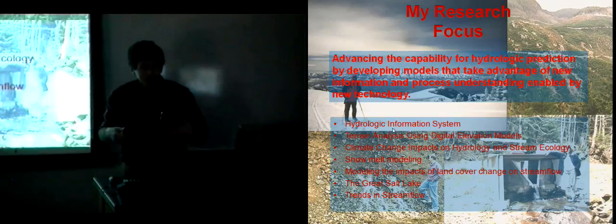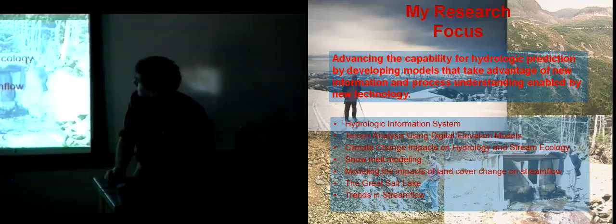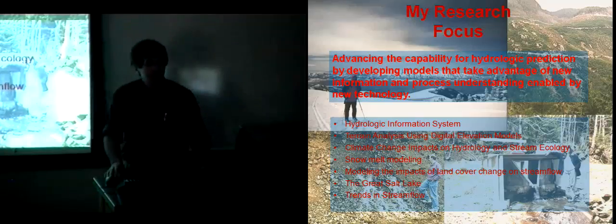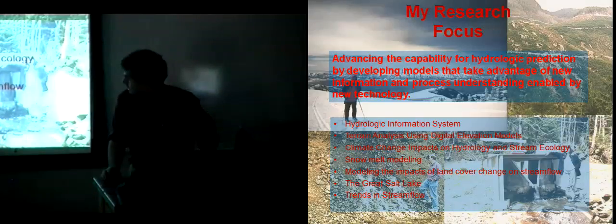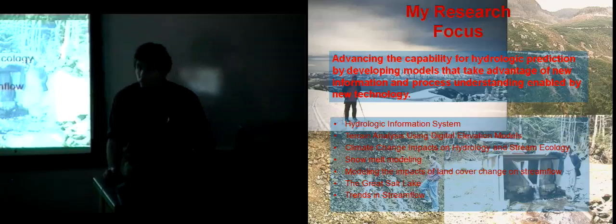So some of the areas I've worked on that fit into this are hydrologic information systems, which is more about information science than hydrologic science, but involves taking advantage of new information; terrain analysis using digital elevation models to delineate watersheds from DEMs; looking at climate change impacts on hydrology and stream ecology with JAMMING; and then snowmelt modeling, as well as looking at impacts of land cover change on streamflow. That's work with Ibrahim, a graduate student of mine, with some work on the Great Salt Lake, and then trends in streamflow, which is work with Margaret.